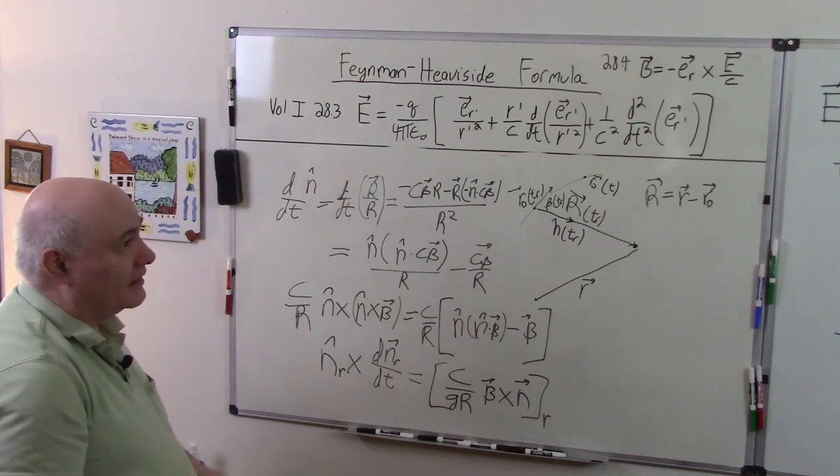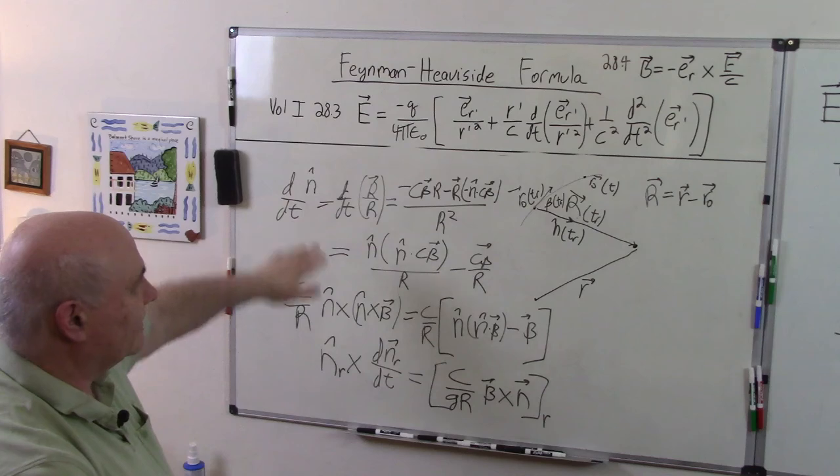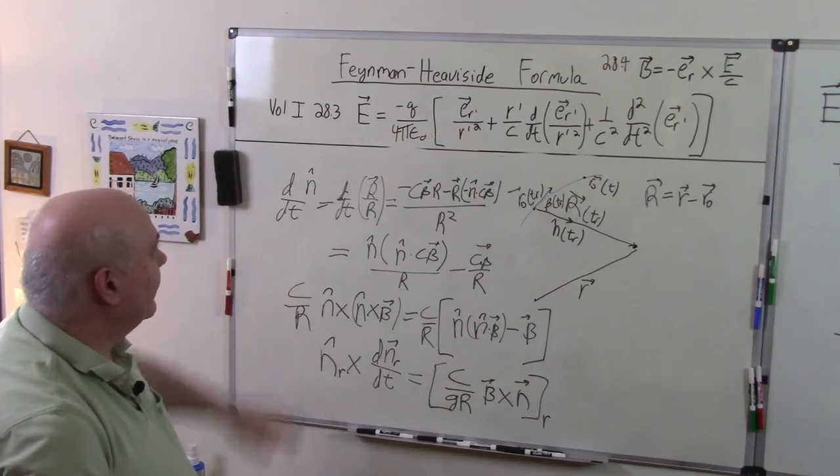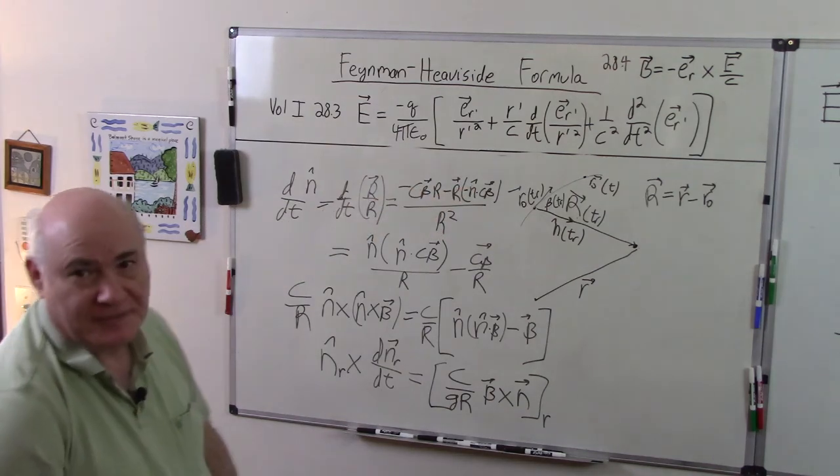So I'm going to come back in the next video. I'm going to make liberal use of some of these identities, and we'll finally derive this formula from that top formula over there. I'll see you next time.